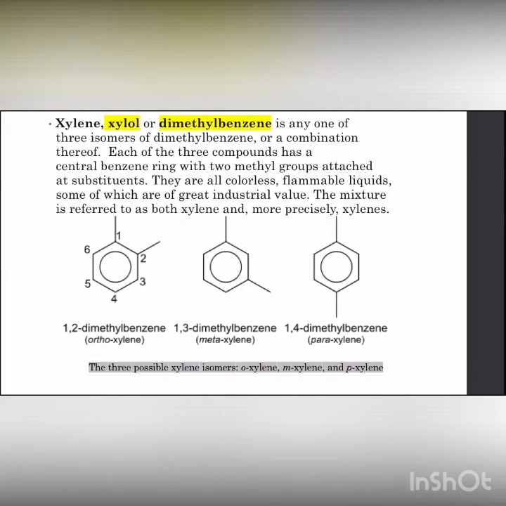Xylene, xylol, or dimethylbenzene is any one of the three isomers of dimethylbenzene or a combination thereof. Each of the three compounds has a central benzene ring with two methyl groups attached. As substances, they are all colorless, flammable liquids, some of which are of great industrial value. The mixture is referred to as BTX and more precisely xylenes.